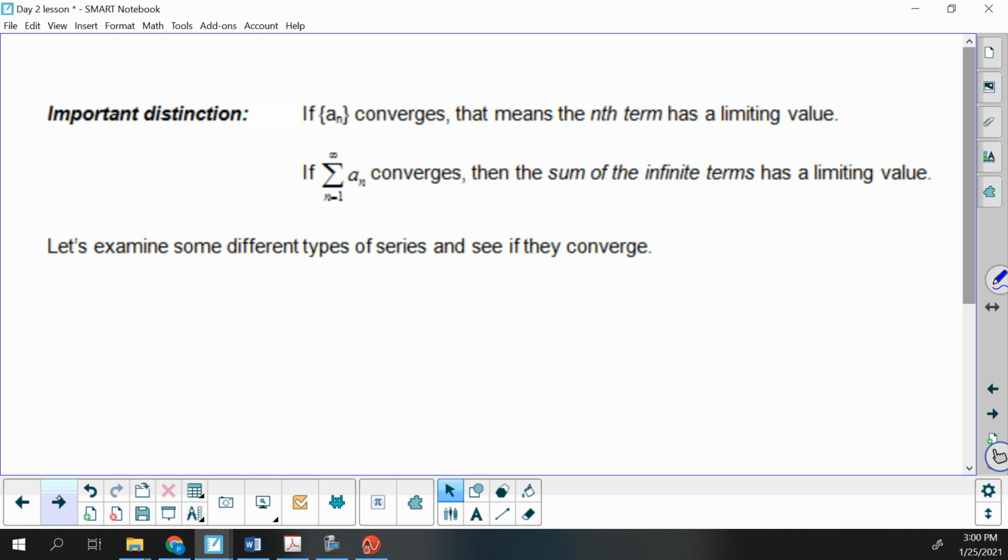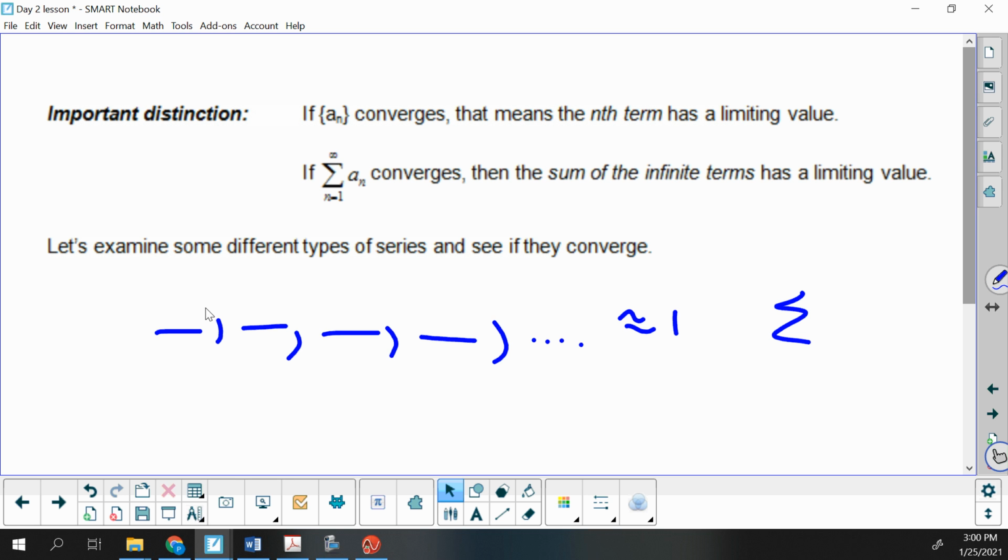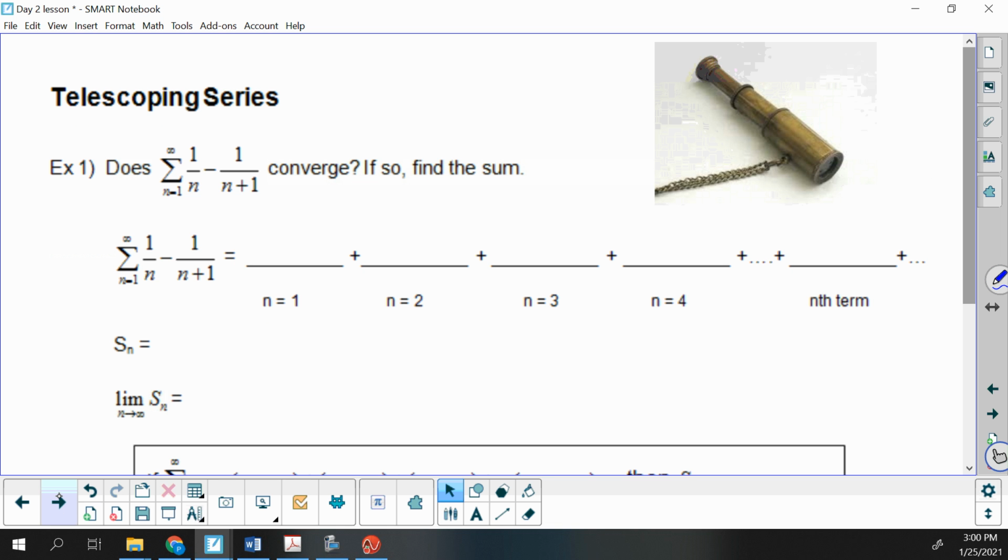So just a distinction about that, say you had a sequence, so you had a list of numbers. Let's say those were getting really close to 1. Well, that would be a converging sequence. But if you were to add those all up, you're going to keep adding on about 1, so then the series would not converge. So a sequence is a list of numbers. The series is if you're adding up all those terms, and different things cause them to converge. And we'll come back to that idea in a few slides.